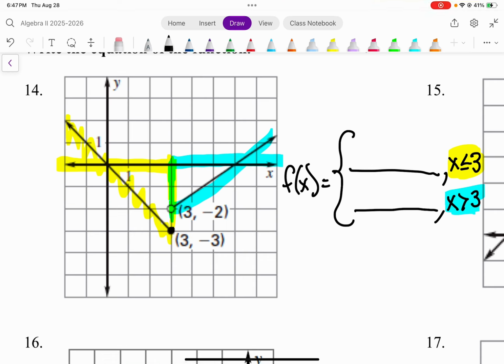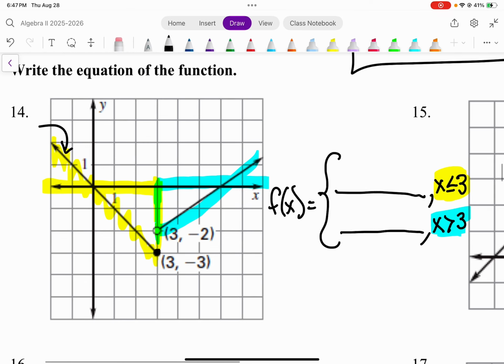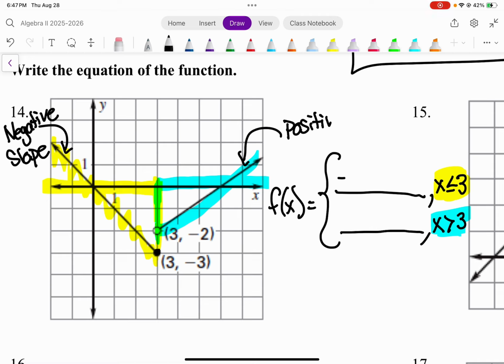Before I do that, I'm going to calculate what the slope is for both of our problems. The one on the left, the yellow one, has a negative slope. So it is going down left to right, so I'm going to include my negative sign over there. The one on the right side is going up left to right, so that one has a positive slope.